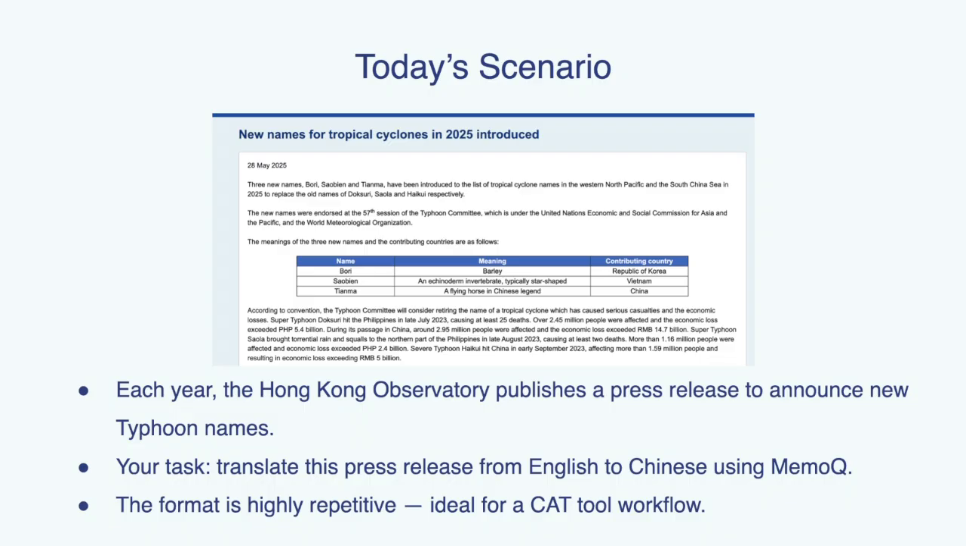Every year, the Hong Kong Observatory has to publish an official press release about typhoon names. In the press release, they announce which typhoon names have been retired, what the reasons were, and which new names have been added to the list. You are the translator working for HKO. You have to translate the English press release into Chinese.